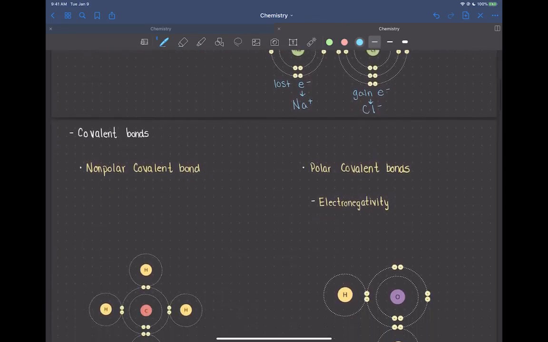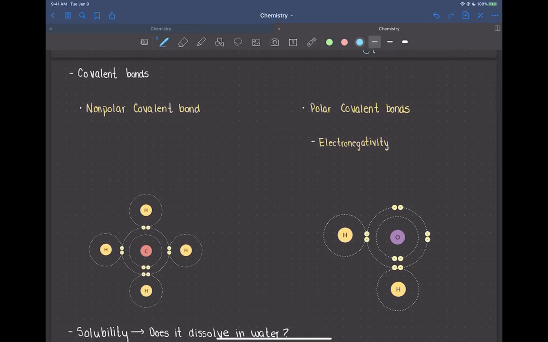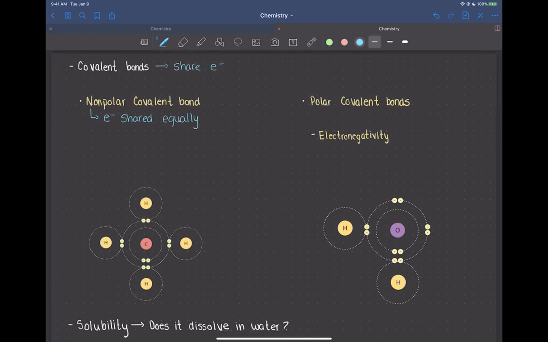Now we're going to talk about covalent bonds. So covalent bonds are all about sharing electrons. Okay, so think of this as like a tug of war over electrons between two elements. So if those elements are very equally matched, we're going to have a nonpolar covalent bond. So in a nonpolar covalent, electrons are shared equally. All right. So that tug of war is a very equal competition.